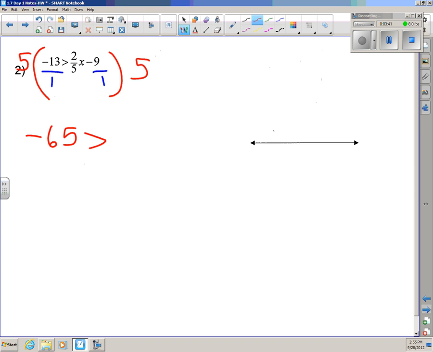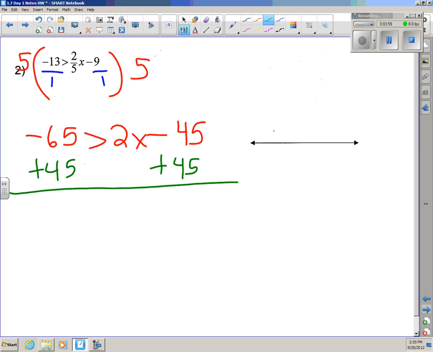Greater than. 5 divided by 5 is 1, times 2x is 2x. Minus 5 divided by 1 is 5, times negative 9 is 45. In this case, I'm going to have to add 45 to both sides. And I come up here with negative 20 is greater than 2x.